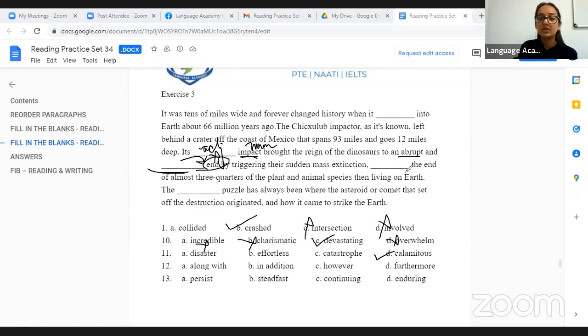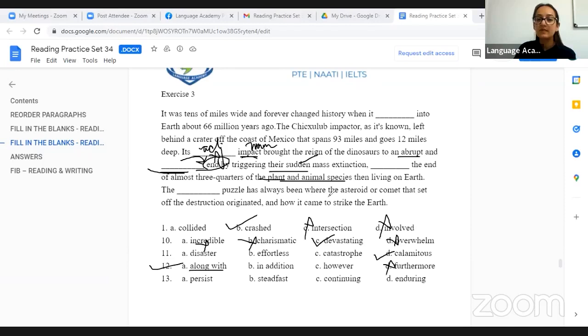Triggering their sudden mass extinction, dashed the end of almost 3/4 of the plant and animal species then living on Earth. So one was it led to extinction of dinosaurs, dashed the end of 3/4 of plant and animal species. In addition, however, furthermore. Furthermore will come only if we have a comma after the blank as well. We cannot have furthermore otherwise. However also comes in the same way. Moreover, we are not going opposite. This is also the end. The next part is also the end. So we'll go along with. In addition, if you want to put in addition here, we need in addition to the end of. But in addition cannot come because both the things happen at the same time. So when two things happen, say this along with that happened. Well, it means both the things happen together at the same time. So together is a very important word here. And that is why it comes along with. In addition, the word together is not justified.